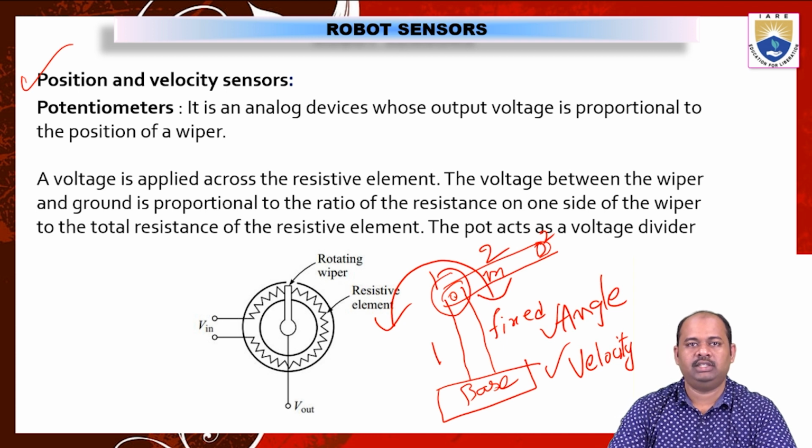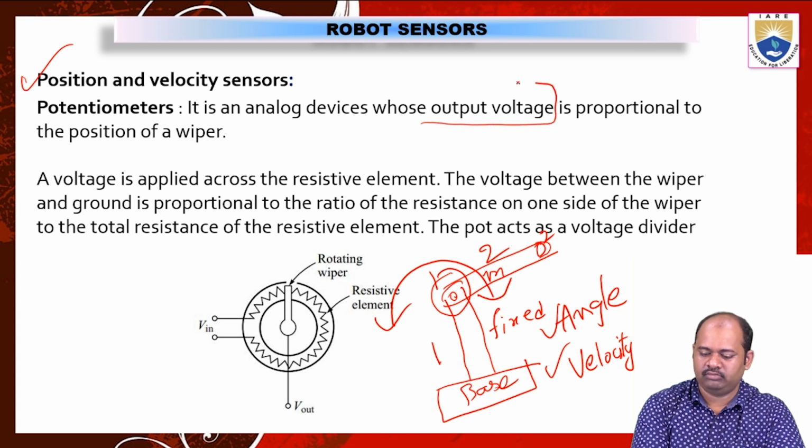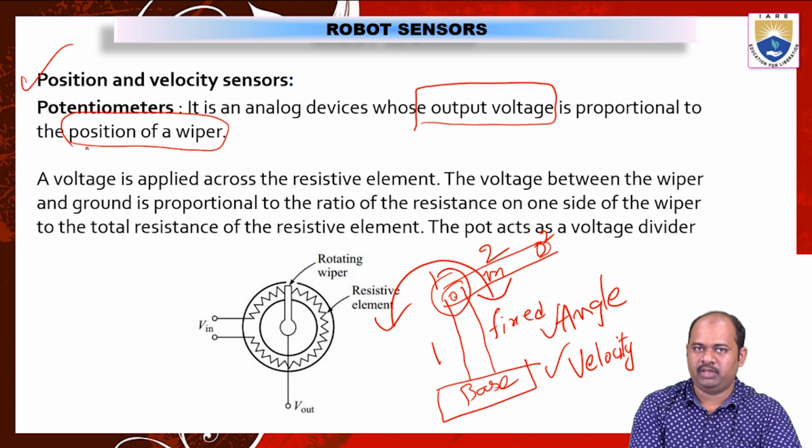A potentiometer is an analog device whose output voltage is proportional to the position of the wiper. So the working of the potentiometer is completely based on voltage. The output voltage is directly proportional to the position of the wiper. Now we'll see what the wiper used in the potentiometer is and how this wiper works.